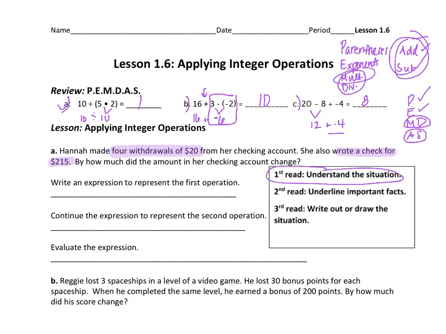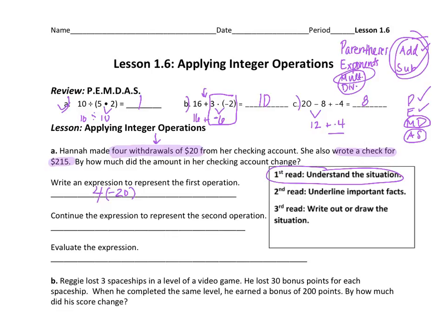So write an expression to represent the first operation. The first operation is what I first highlighted. So 4 withdrawals of $20. So you should know at this point that a withdrawal is taking money out. So you have to have $20 as a negative. So she did this 4 times. So we're going to multiply that by 4.